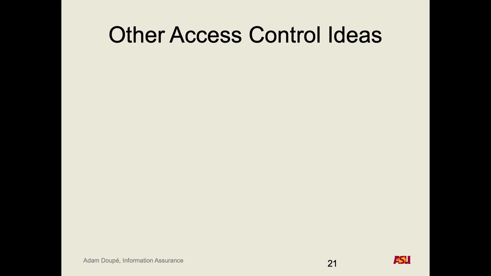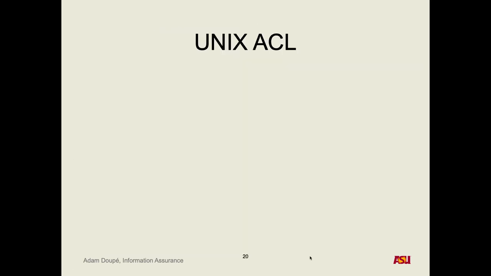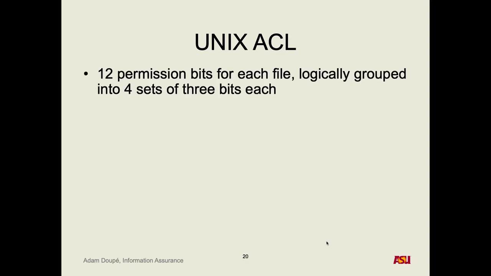All right, cool. Back to access control. So we talked about the Unix access control model. We had 12 permission bits for each file, 4 sets of 3 bits. What were all these bits?